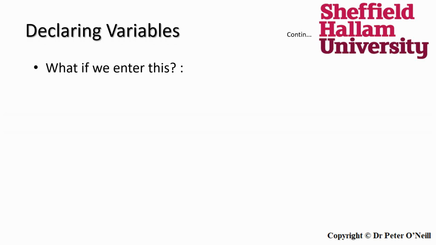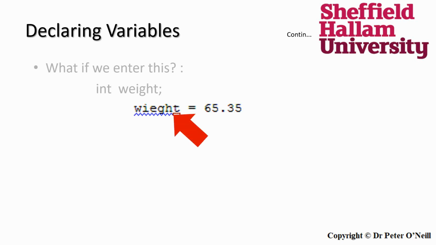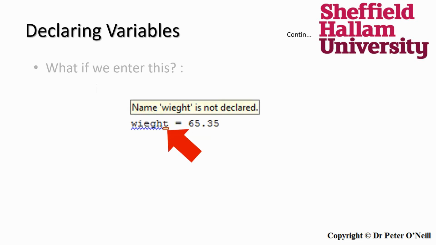What if we entered this? Int weight. Then we wrote that weight, or not weight, equals 65.35. Notice our machine has automatically put us a jagged line underneath. And if we click on the red square, it will tell us the name weight is not declared. And the reason why is we've spelt it wrong.